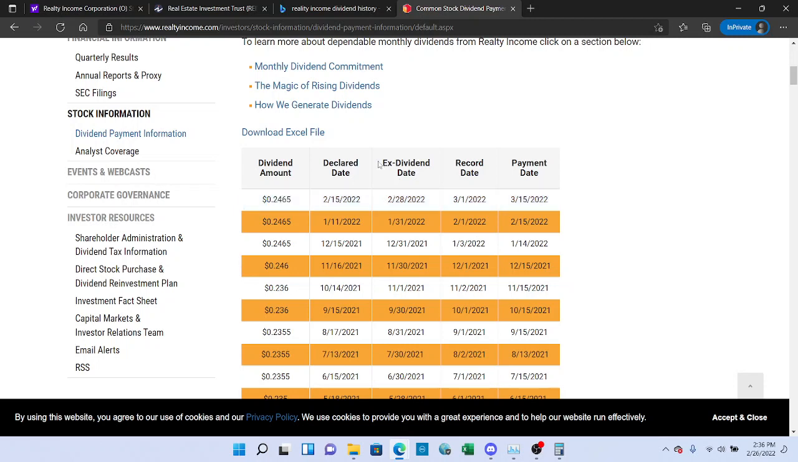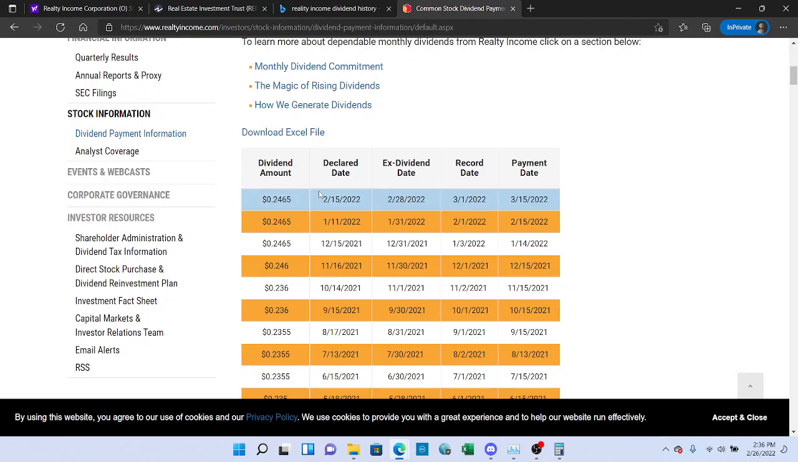And what we want to pay attention to is this ex dividend date. So essentially, we have to hold the stock through this date to receive this 24-cent dividend. So this is actually coming up at the end of the month here. So if I hold Realty Income stock through the end of 2022, February 28th, then I will be rewarded 24 cents per share.